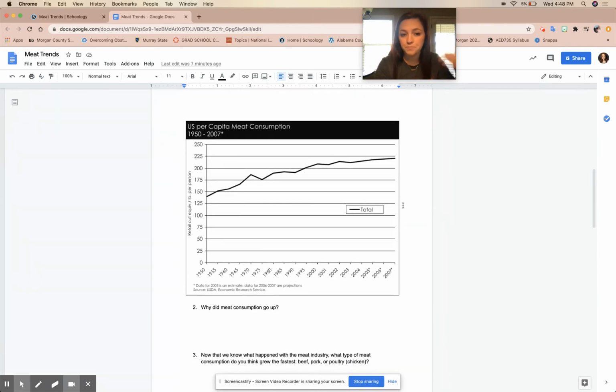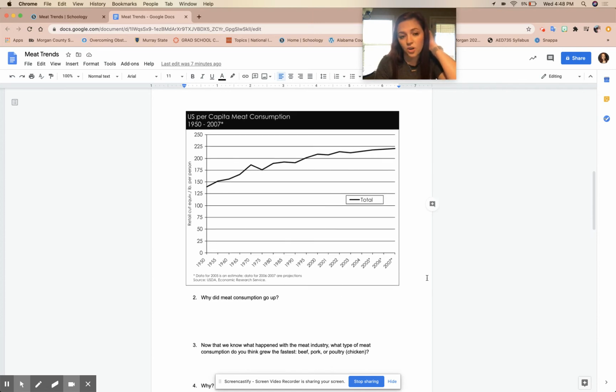So if we scroll down, we can actually see the chart of what it was in 1950 all the way up to 2007. So we're right below 150 when we start in 1950 and right at 200 in 2007. So that's an increase, and you can see throughout that, like in 1970, we went up a good bit and then dropped back down in 1980.